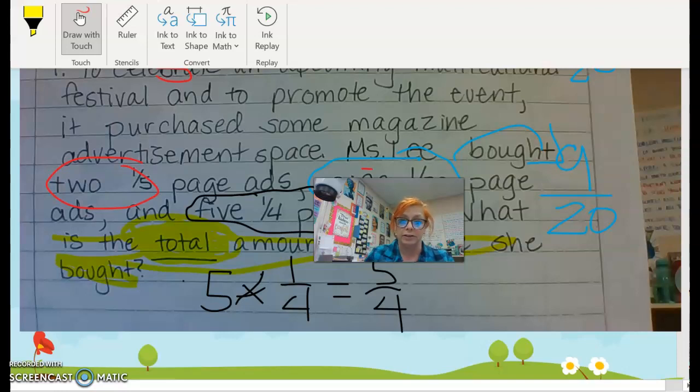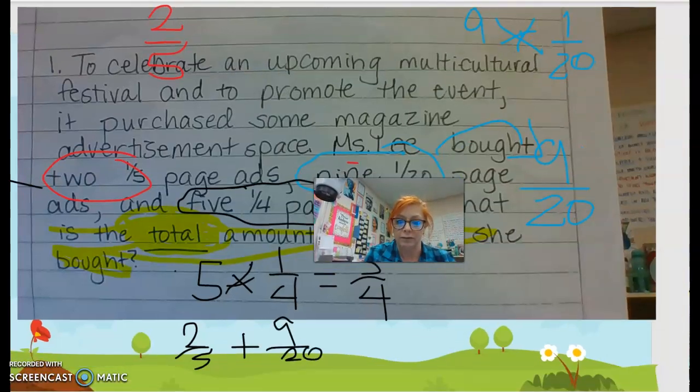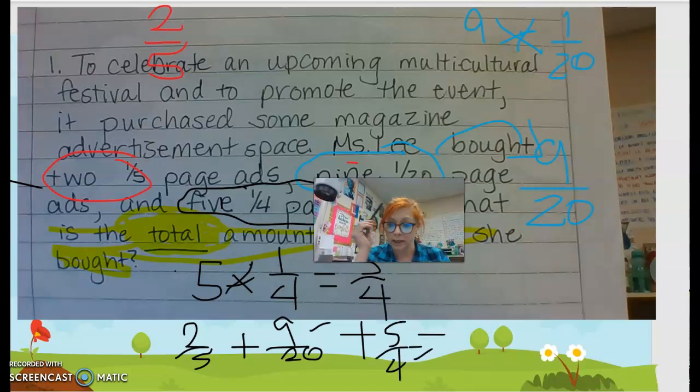So let's think about this. We have 2/5, right? That was this first one. I have 9 20ths. That's the second one. What was the last one? The last one was 5/4. Can I add those up? Can I add those up like they are right now? Yes or no, and why?